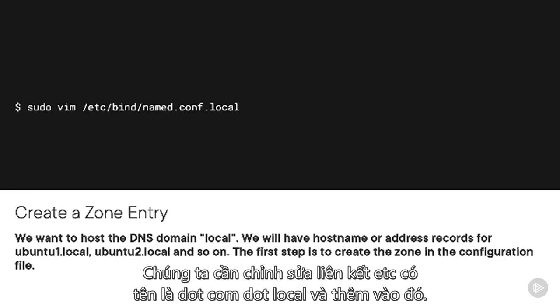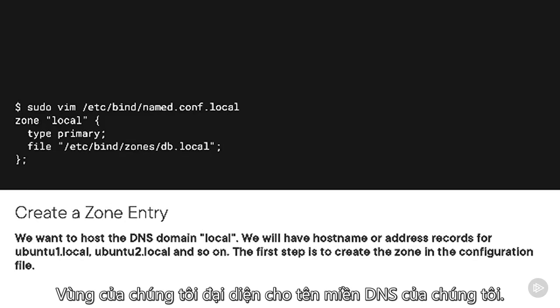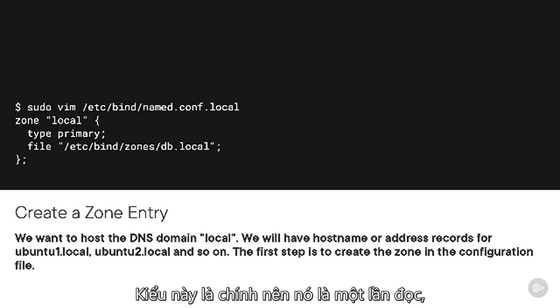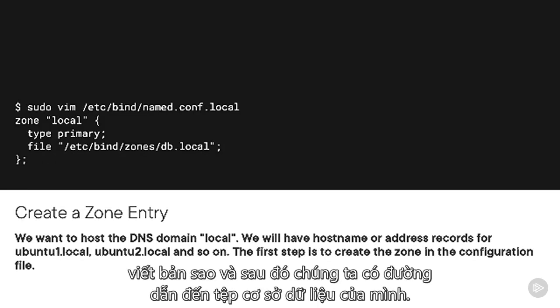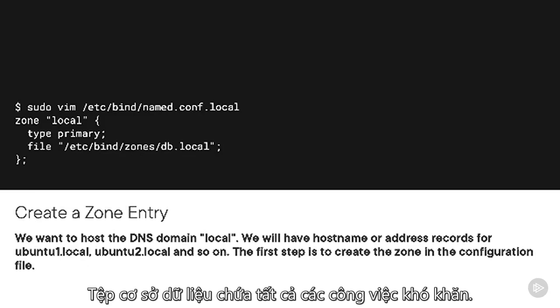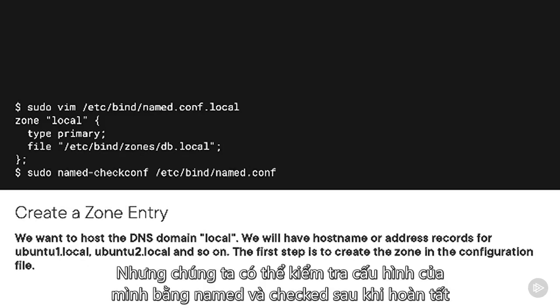We need to edit our /etc/bind/named.conf.local, and we add to it our zone. The zone represents our DNS domain. We're calling it, remember, just local, but this could equally be example.com. The type is primary, so it's a read-write copy, and then we've got the path through to our database file. The database file has all of the hard work in it. But we can check our configuration with named-checkconf.